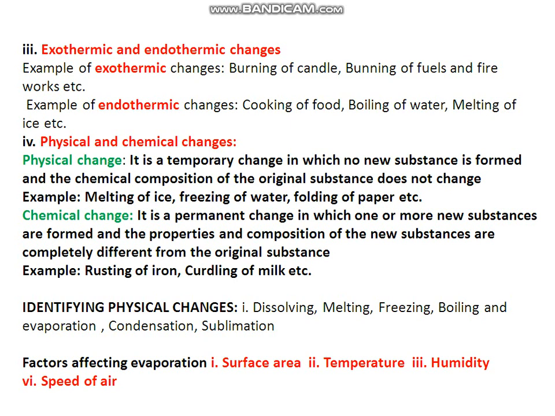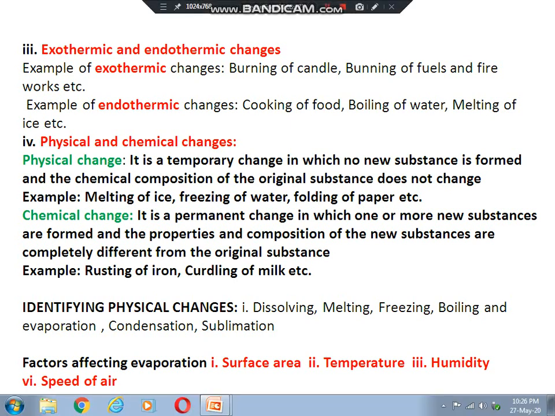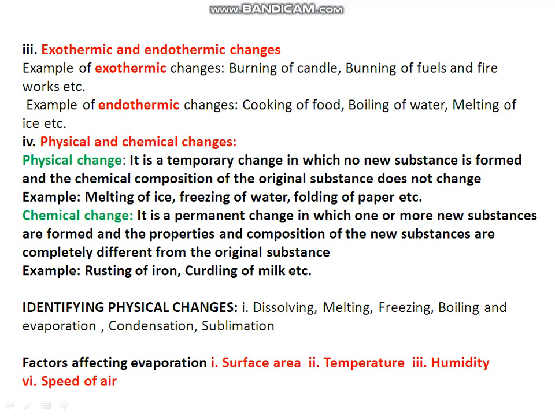For example, rusting of iron, it's a chemical change. When iron objects are left exposed to moist air, then a brown flaky layer develops on their surface. This brown flaky layer is hydrated iron oxide and is called rust, and the process is called rusting. Rusting of iron is a chemical change as a new substance is formed. That means the rust is a completely new substance and the properties of rust are different from that of iron. That is why it is a chemical change.